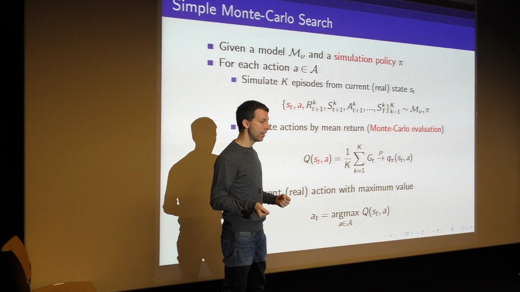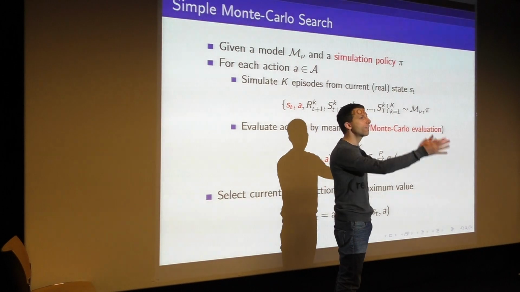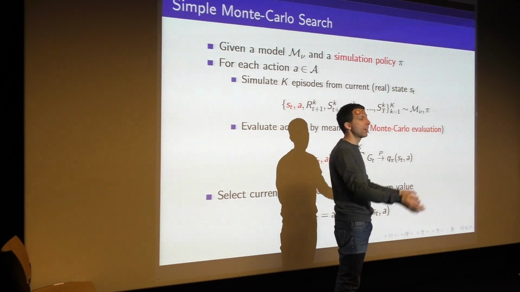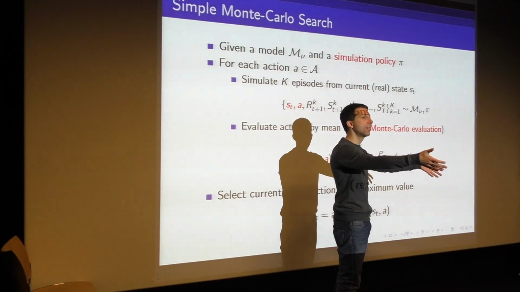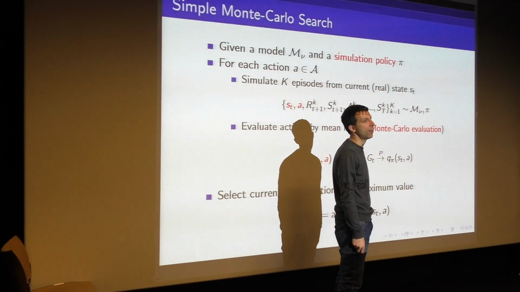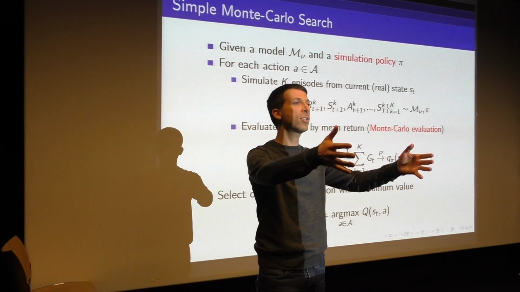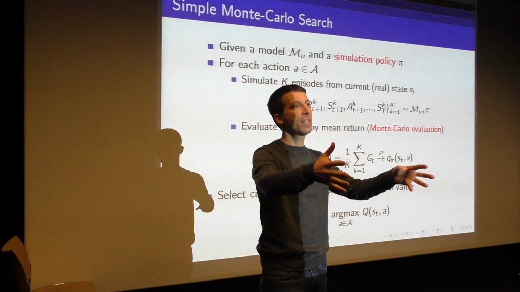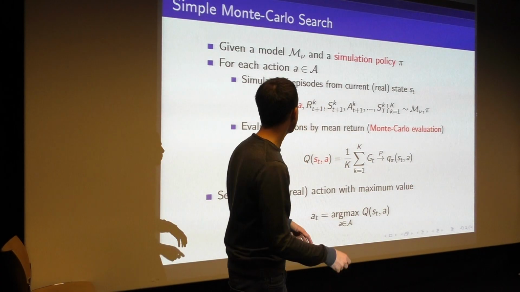In other words, if I'm saying I could go left, and if I go left, I'm going to run 100 different simulations where I go left, and I'm going to see how well I did on those 100 simulations and take the mean of all the returns, and that's going to be my evaluation of how good it is to go left. Then I'm going to do the same thing for going right, run another 100 simulations, take the mean of all the returns for going right. That's going to be my evaluation of how good it is to go right.